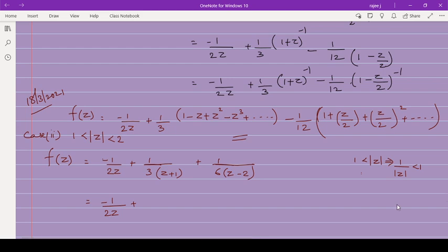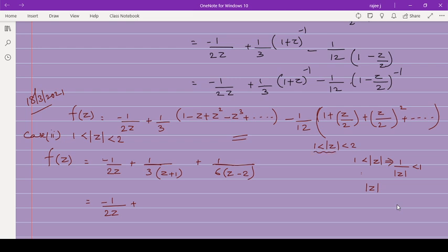So 1 less than mod z means 1 by z is less than 1. Similarly, here if you look at this one, z minus 2. Here also z should be less than 1 so that you can apply this power series. So now mod z less than 2. From here, we are splitting this one. 1 less than mod z less than 2.